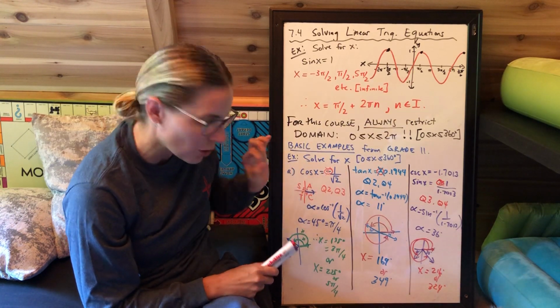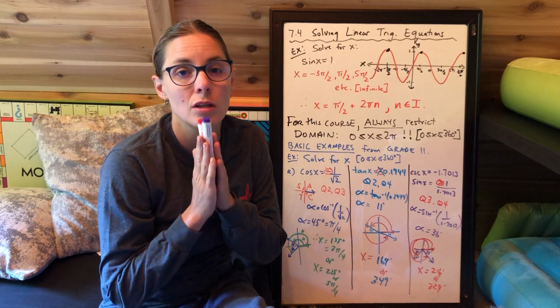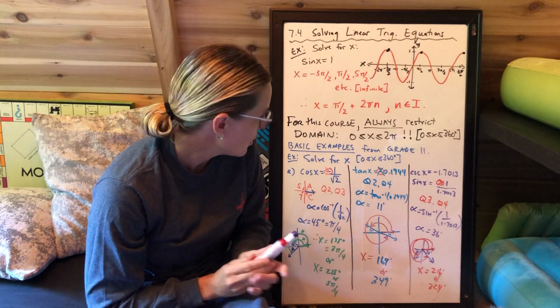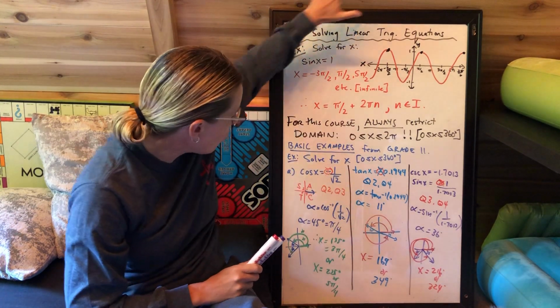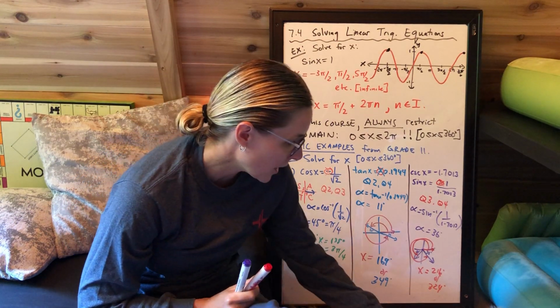All of these look similar. There's no number in front of the x. They all have a natural period of 2 pi. Doesn't matter what it is. Okay, so those should all be review. This whole page should look very familiar to stuff that we did in grade 11.